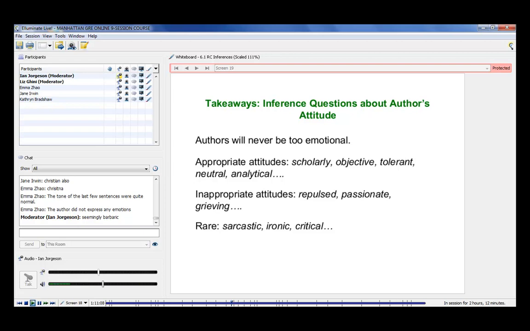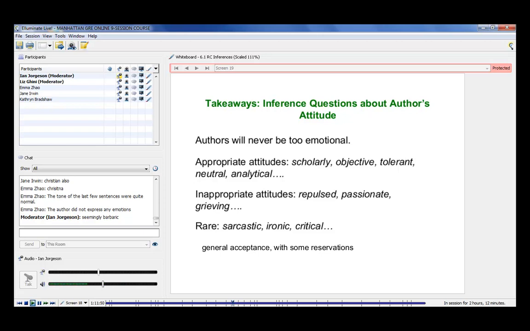The authors aren't really going to ever be too emotional. Because it's generally academic or scholarly writing, we're looking for things like objective, tolerant, analytical, scholarly. We don't want to see strong language. The only thing I'd add to this is occasionally you'll get an author's passage that is not strictly neutral, that is supporting one side or the other. But in that case, it's still not going to be repugnance. It's going to be something like general acceptance with some reservations, right? That's the type of answer that we're looking for.